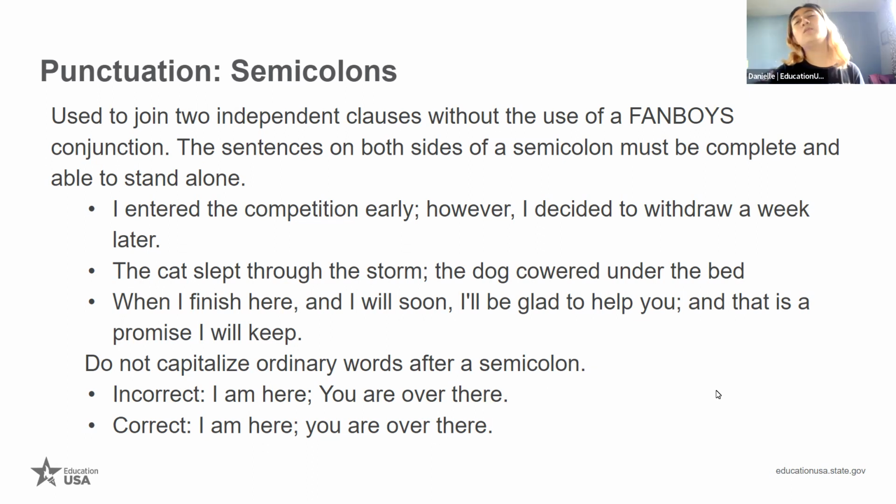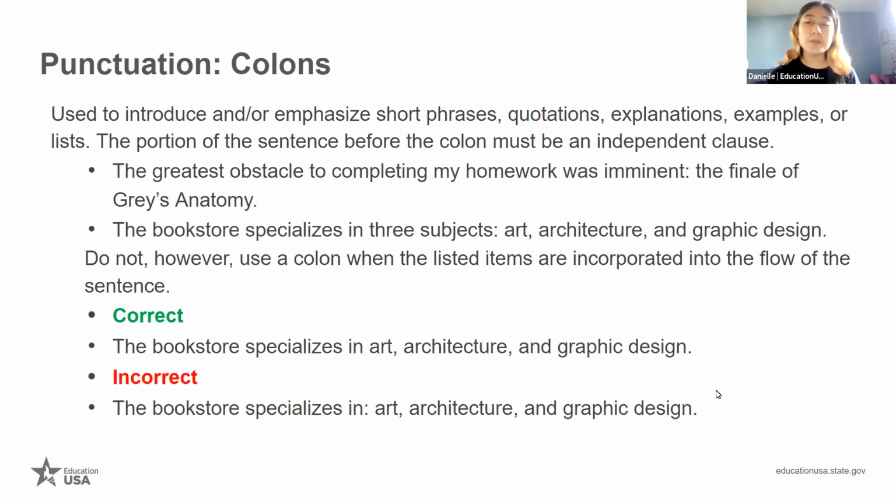Oh my god, no, colons. You guys remember how I mentioned the list? Okay, this will be relevant. Colons I used in high school, but let's be real, teachers are not good at emphasizing proper punctuation at all. What do I mean? Colons are used to introduce and/or emphasize short phrases, quotations, explanations, examples, or lists. The portion of the sentence before the colon must be an independent clause.